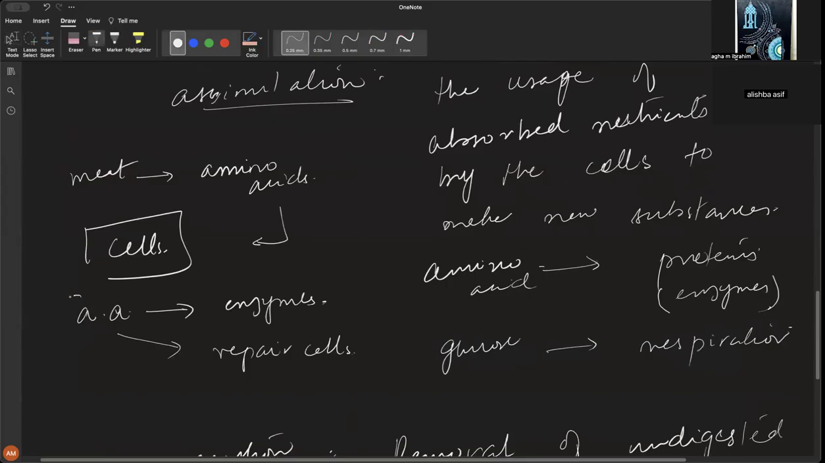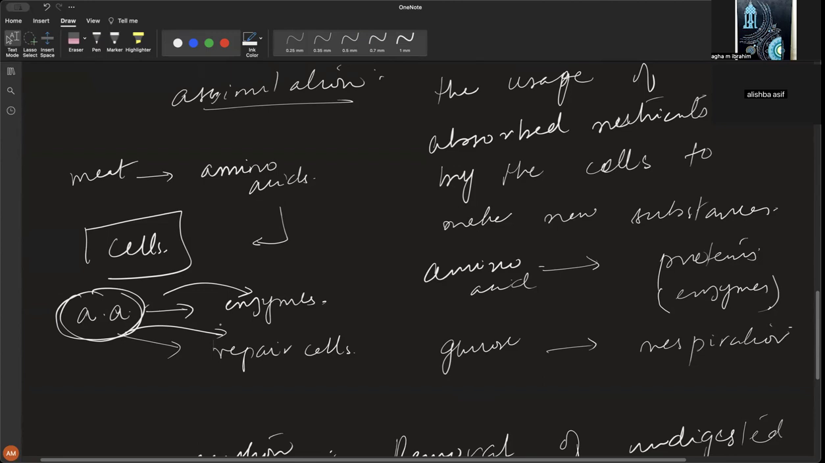When the cell uses this amino acid to make new proteins, to repair cells, and to do all of those things, to make new substances, to make more enzymes, this is called assimilation. Assimilation is actually how the cells use substances that have the nutrients to make new substances.